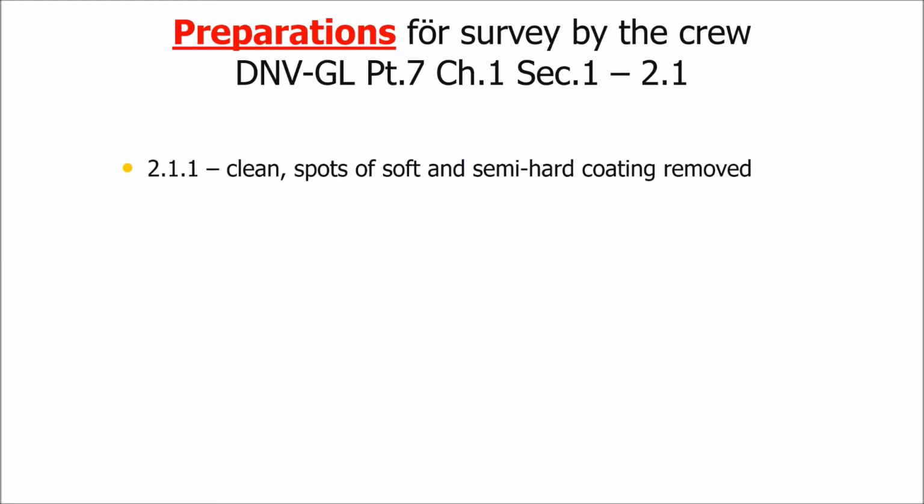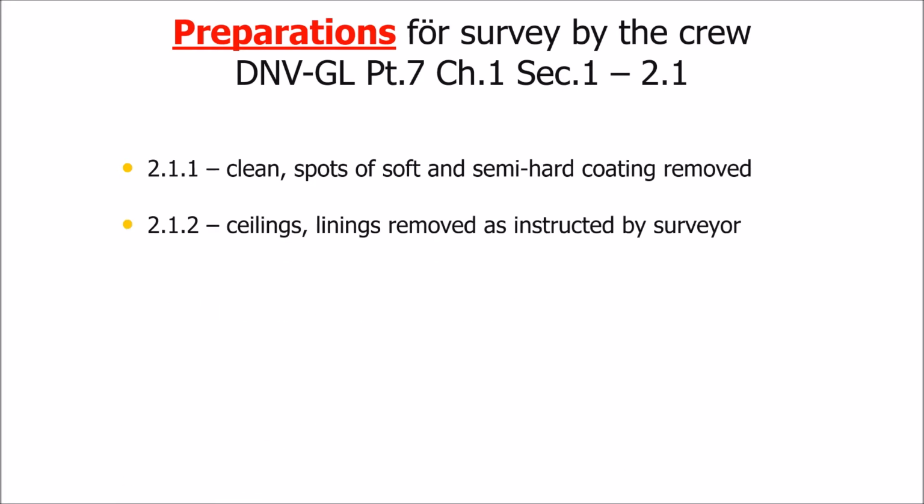coating removed. Soft coating, I don't think you can find it on any ship anymore. But we have semi-hard and hard coating, epoxy. So that is how to prepare for survey in a ballast tank, for instance. And if it's in the superstructure, the accommodation, ceilings, linings to be removed as instructed by surveyor, it's not very common they do that. Check linings in the accommodation and take away all this stuff, insulation, to check it.